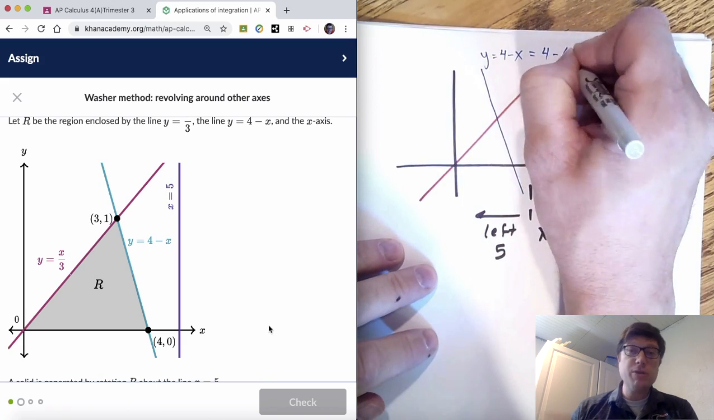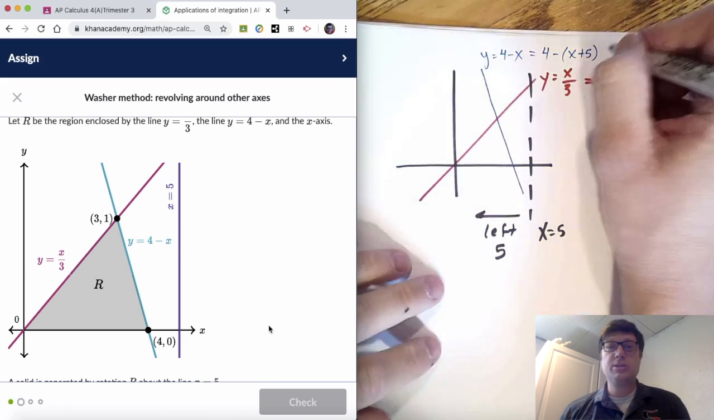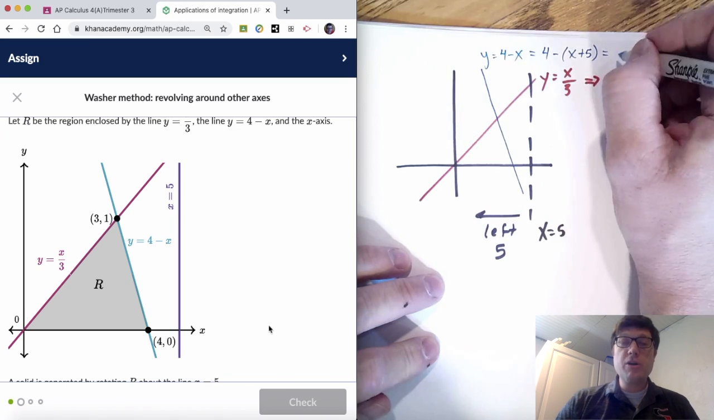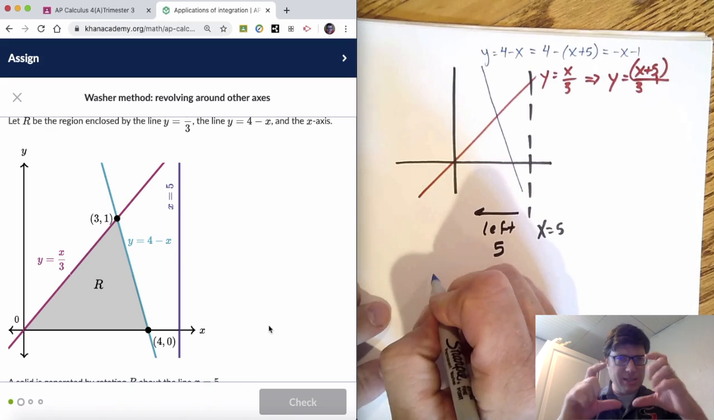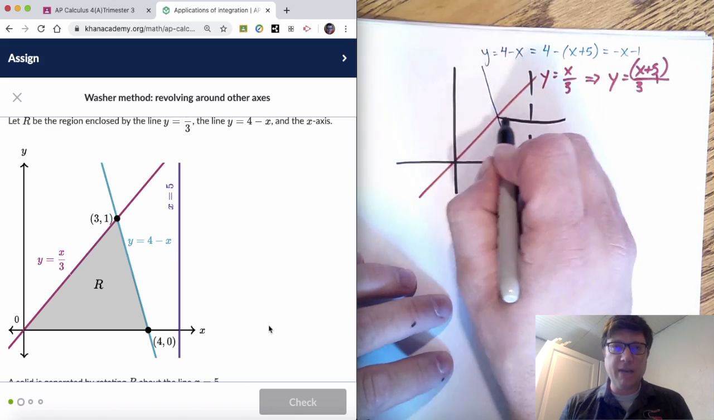We have the strategy of move it to the y-axis and then integrate. And so that's going to be our process here. Every function, every value has to shift to the left 5 spaces. So inside the function where x is, add 5.